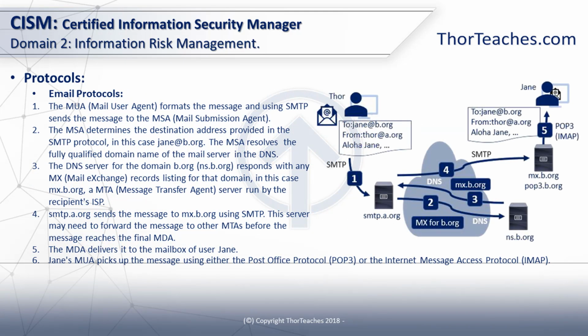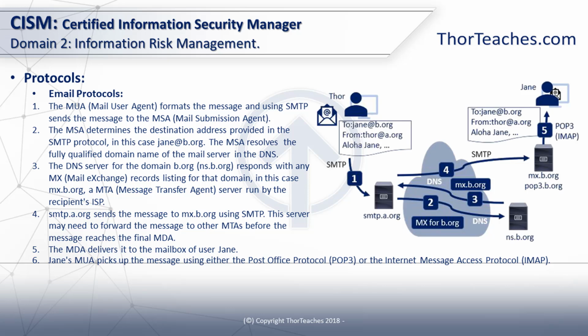We talked about how emails use port 25, 110, and 143. Let's look a little bit at the traffic flow of when we actually send an email, how it happens, and the servers we use. If you look at the graph over here on the right, I'm sending an email to Jane. From my mail user agent, that could be Outlook or whatever else you use, I format and send the message using SMTP to my mail submission agent.